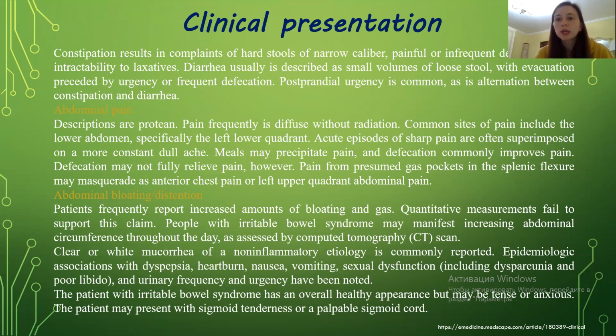Pain from a presumed gas pocket in the splenic flexure may masquerade as anterior chest pain or left upper quadrant abdominal pain. Next symptom: abdominal bloating or distension. Patients frequently report an increased amount of bloating and gas. Curiously, measurements fail to support this claim. People with irritable bowel syndrome may manifest an increase in abdominal circumference throughout the day, as assessed by computed tomography scan.